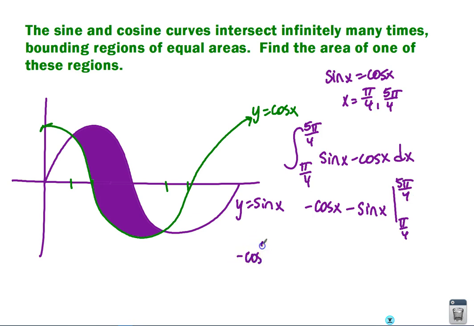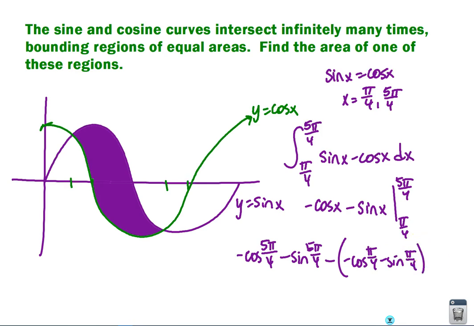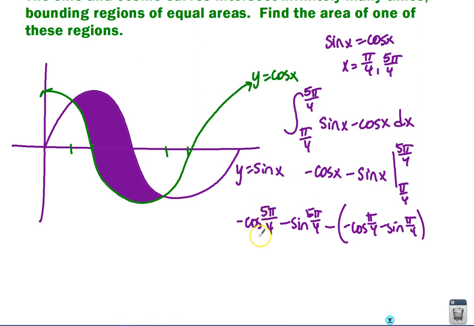So negative cosine 5 pi over 4 minus the sine of 5 pi over 4 minus negative cosine pi over 4 minus sine pi over 4. Let's see. So the cosine of 5 pi over 4 is negative root 2 over 2, but I already have a negative, so that's going to cancel it out. So that becomes positive root 2 over 2. And then minus, again, the sine of 5 pi over 4 is also a negative, but I'm subtracting it, so it becomes plus root 2 over 2 minus the cosine of pi over 4 is root 2 over 2, but I have a negative, so minus root 2 over 2. And then minus sine of pi over 4 is also root 2 over 2.